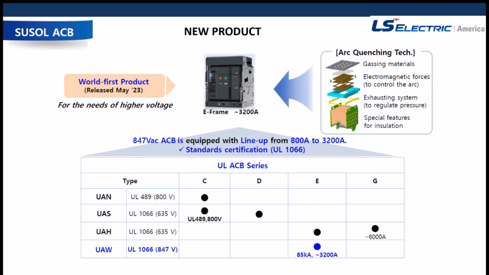So arc quenching technology. We have gassing materials. We have a plate. We have electromagnetic forces to control the arc. That just directs the arc a certain way to that plate. And then we have an exhaust system, obviously, for the blast gases. The gases are actually going to get blasted out the top near the back of the breaker, so away from conductors and away from humans that might be around it.